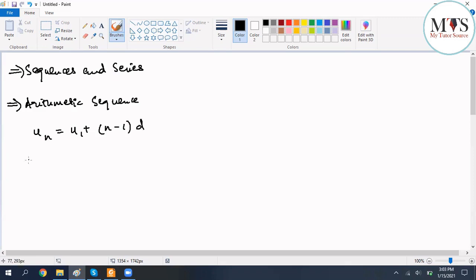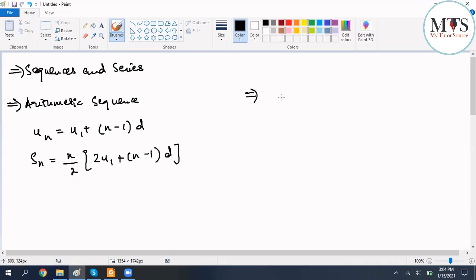Perfect. Are you aware of the formula for the sum of an arithmetic series? No, not really. Okay, so that is n over 2 times (2U1 plus (n minus 1) times d). This is the formula for the sum of n terms for arithmetic.